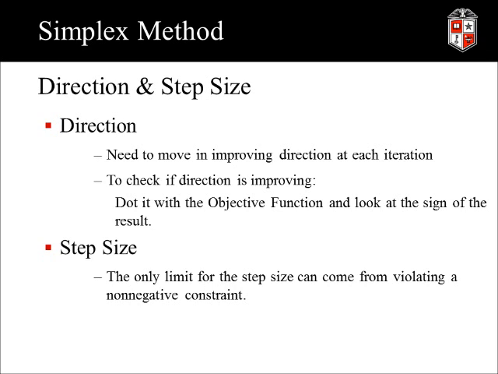In the case of the simplex method, the method must move in a direction that improves the objective function at each iteration. To check if the direction improves, we do a dot product with the objective function and look at the sign of the result. The step size, as compared to other methods, only has a limit if the movement violates a non-negative constraint.